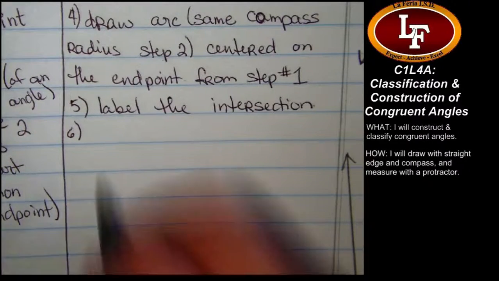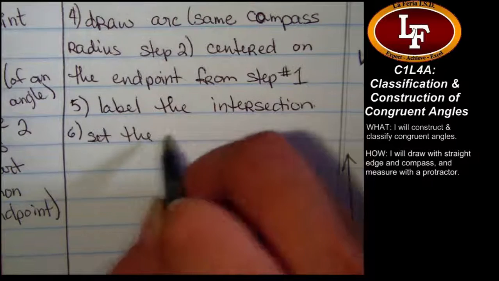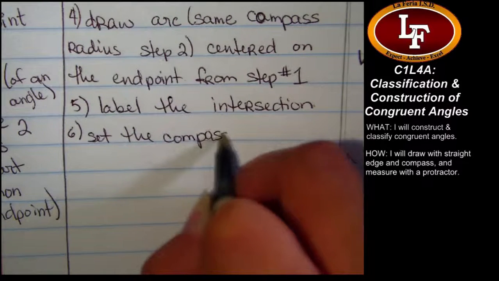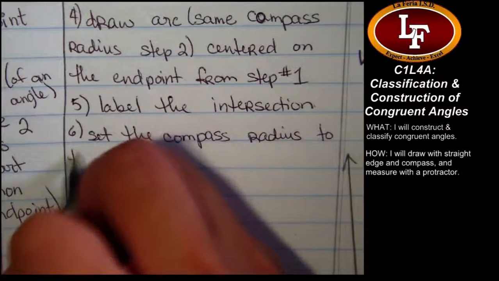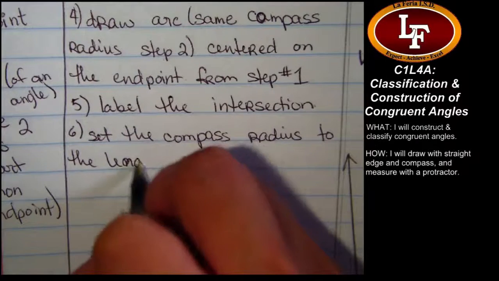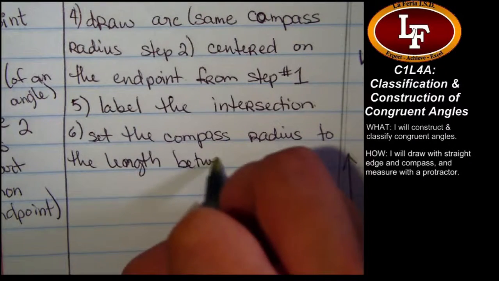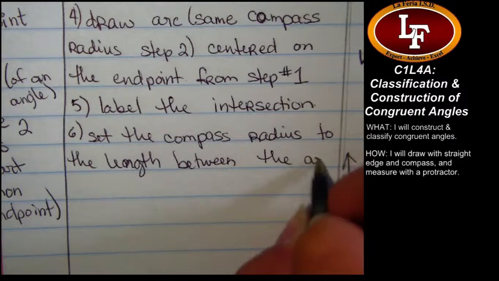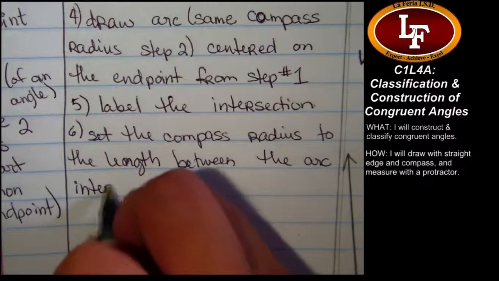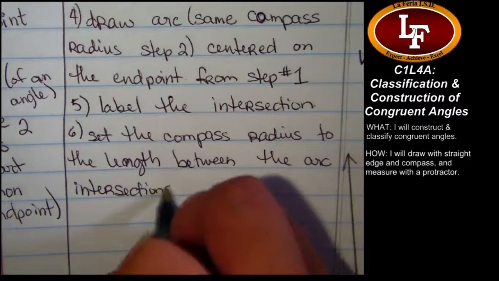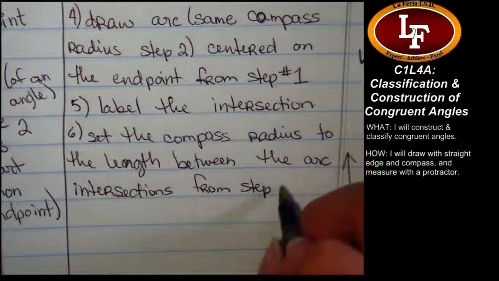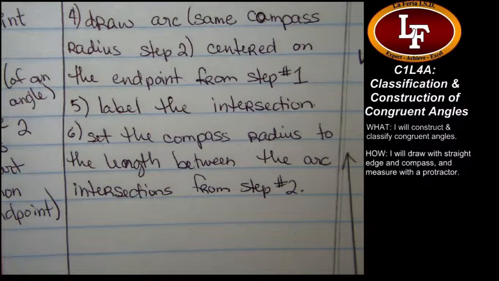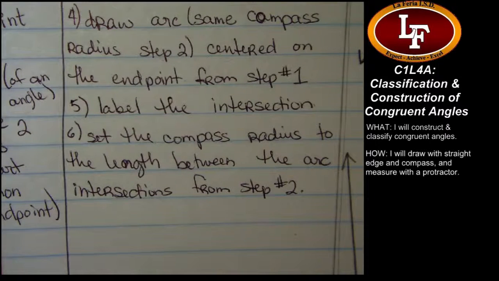Step 6. Set the compass radius to the length, or the distance, between the arc intersections from step number 2. I'll give you guys a moment to copy it down, and then I'll show you which points it is.